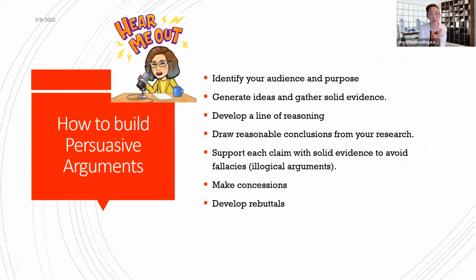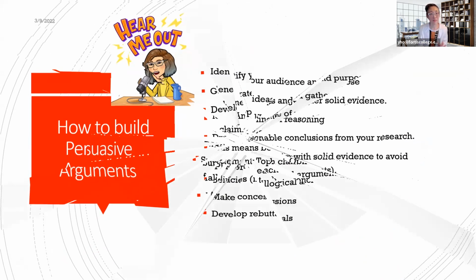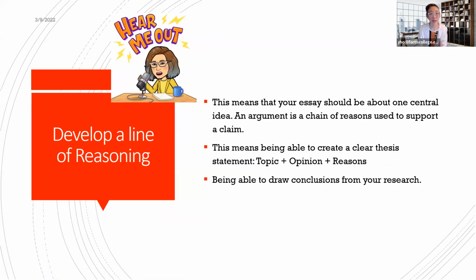In order to build a good persuasive argument, you need to know who your audience is. What is your purpose? Then you need to generate ideas and gather solid evidence. Develop a line of reasoning. Draw reasonable conclusions from your research. Make concessions. In other words, let the other side in. And then support each claim with your research and develop rebuttals. This is actually in your interactive lecture for Week 9, even though Week 9 is really, really short, but it's in your Week 9 lecture.